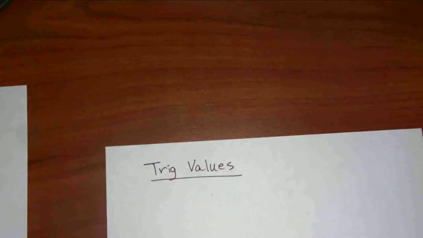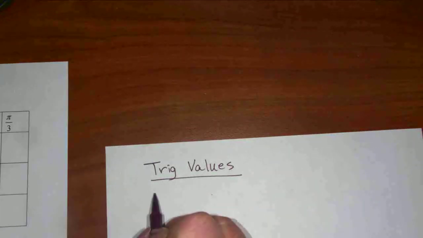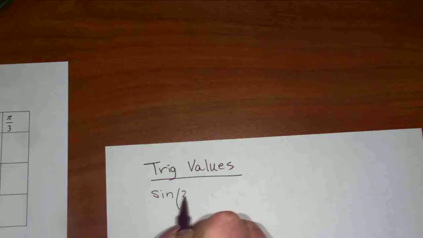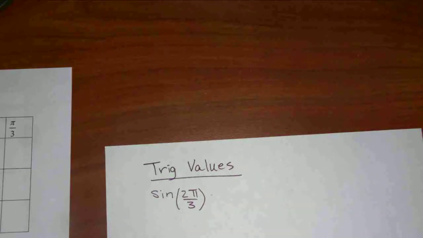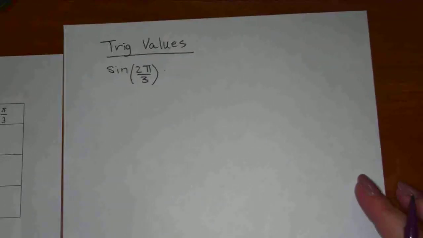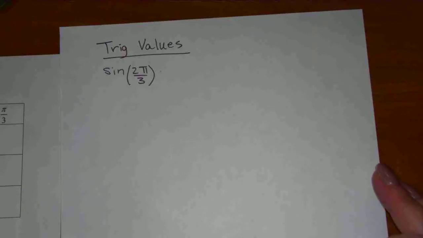So on that sheet, there's a list. We'll just start with the first one, sine of 2 pi over 3. What we want to do is know the answer to this. What is sine of 2 pi over 3 equal to? Basically, if you were to look at the graph of sine, what is the y value of the point at 2 pi over 3?